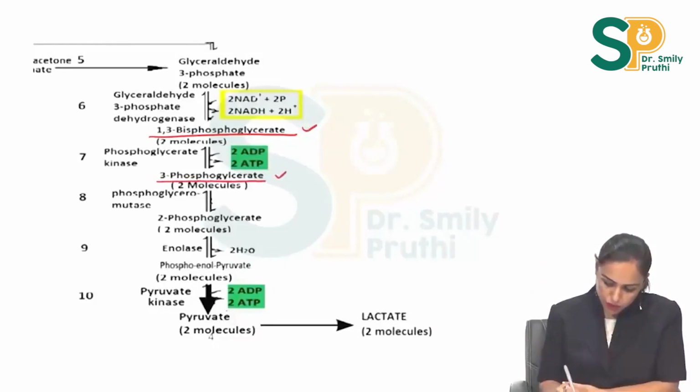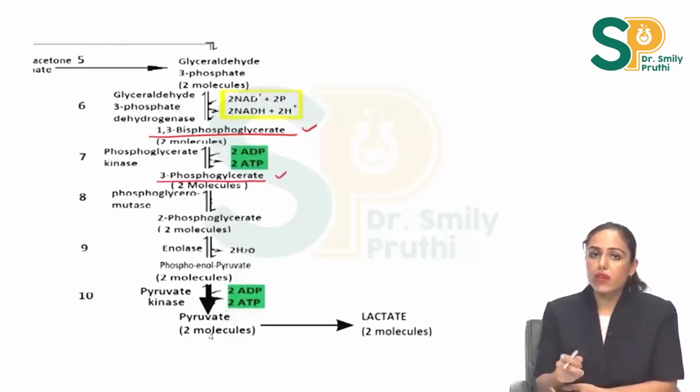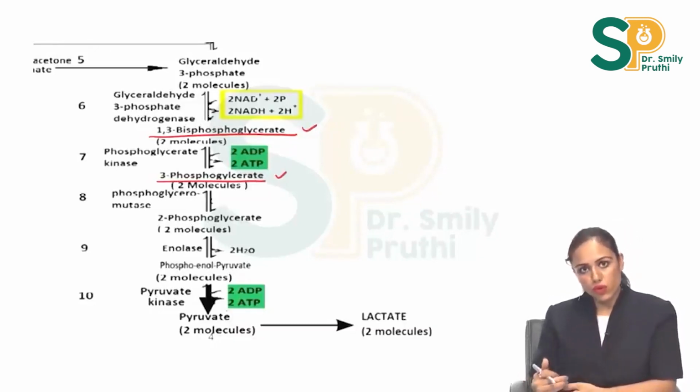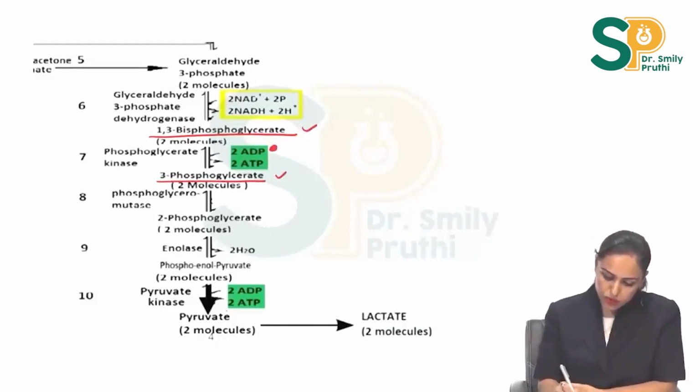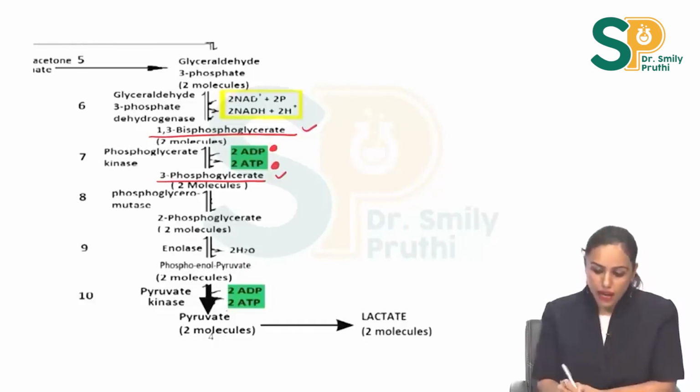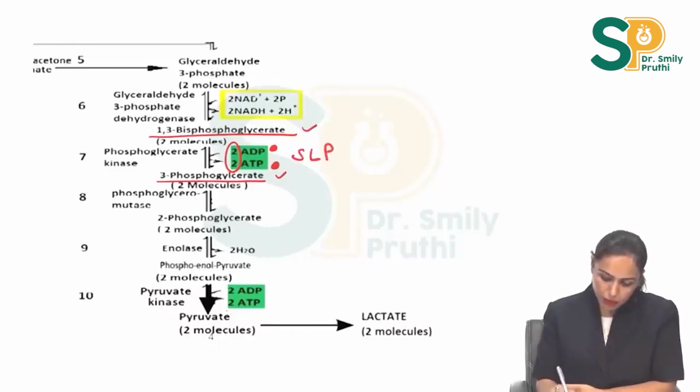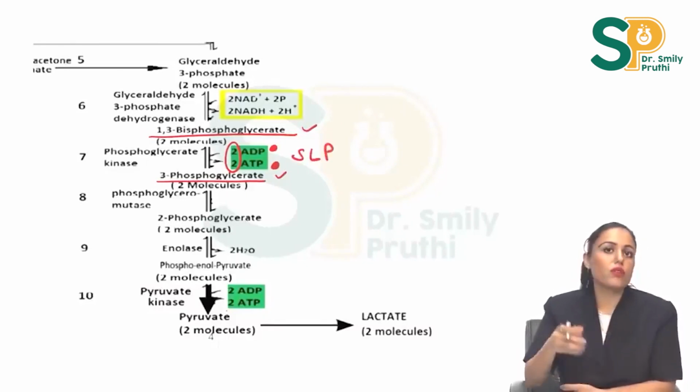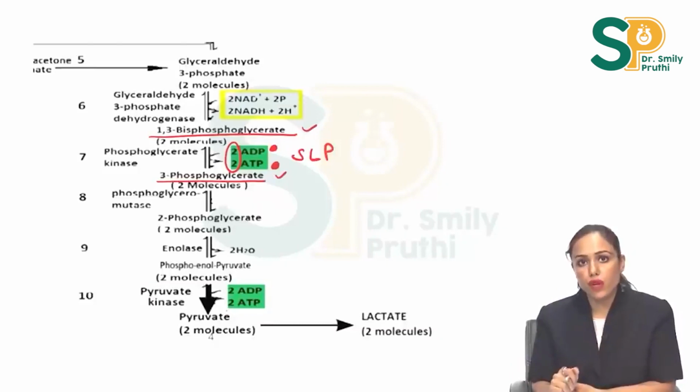1,3-bisphosphoglycerate gets converted to 3-phosphoglycerate. So you can see we are removing phosphate from number 1 position. 1,3 gets converted to 3. We are removing phosphate from number 1 position. Who will take this phosphate? ADP will take this phosphate, gets converted to ATP. I have written 2 here because we started with 2 molecules. And whenever ATP is formed at some step, immediately there and then only, ATP formation occurs, known as substrate level phosphorylation.